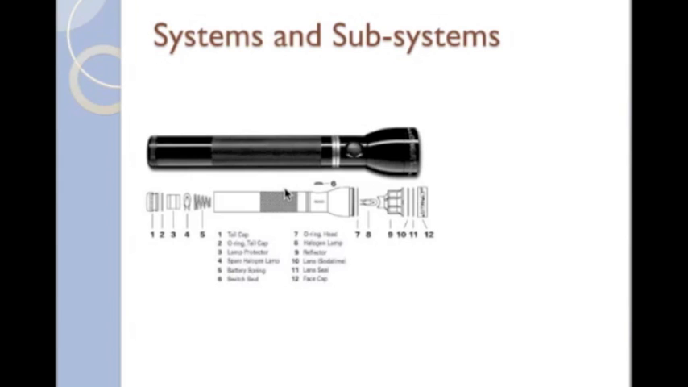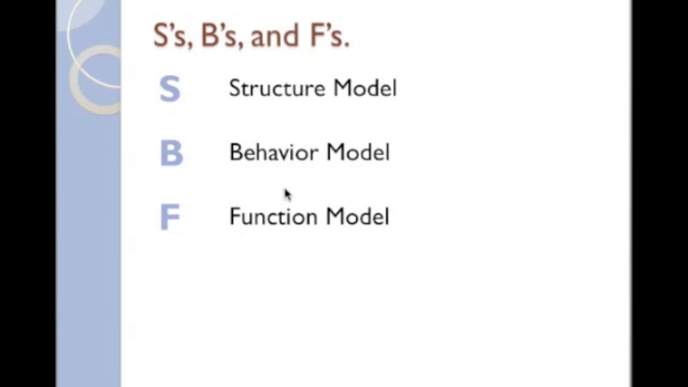An SBF model can model the top-level system, the flashlight, as well as each of these subsystems. We'll see how this is done in Lessons 3 and 4 and show an example of a model with subsystems in Lesson 5. SBF models are comprised of 3 models that are interrelated: structure models, behavior models, and function models. Let's take a look at each of them.